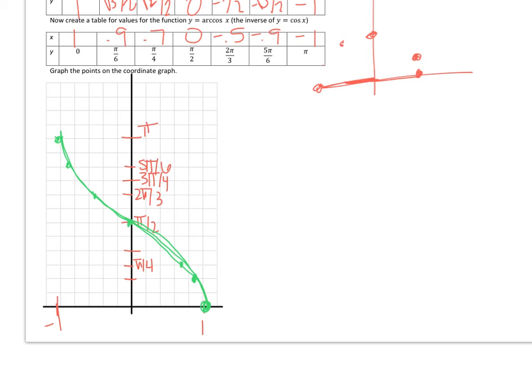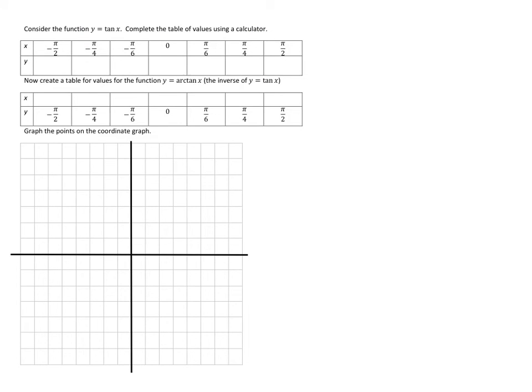Let's move on to tangent. Tangent graph. Let's see, what do I want to think about? The unit circle, negative pi over 2. Tangent is my y over my x. So that's going to be a negative 1 over 0. That's undefined. So that's going to translate down still as undefined.